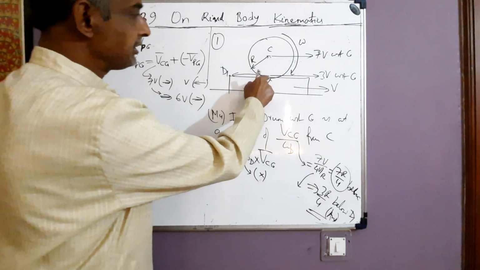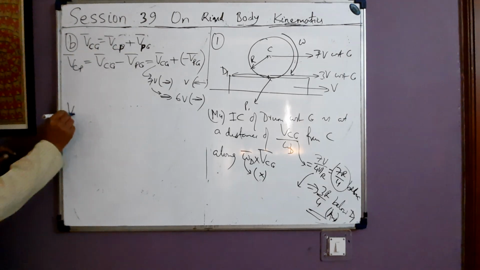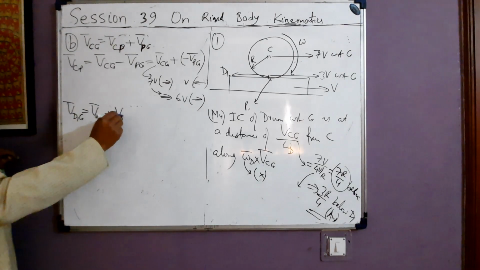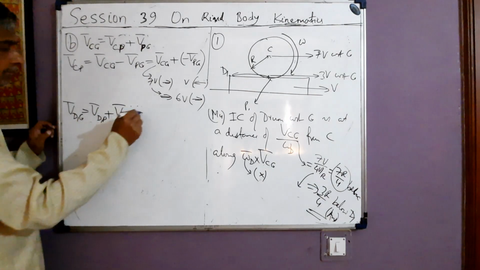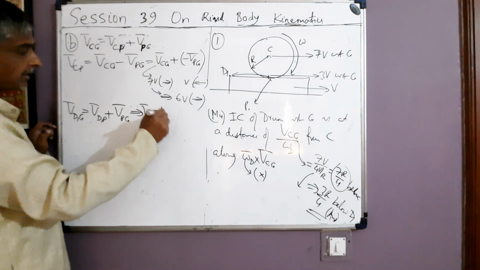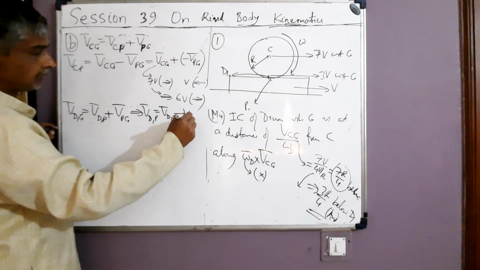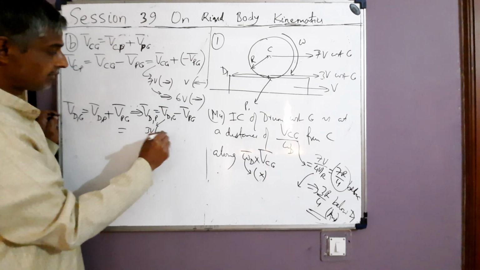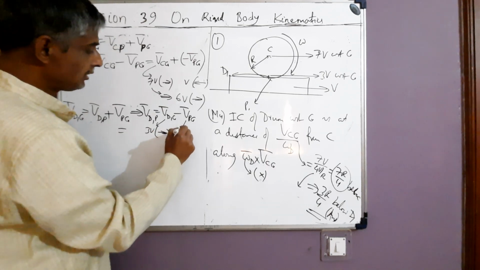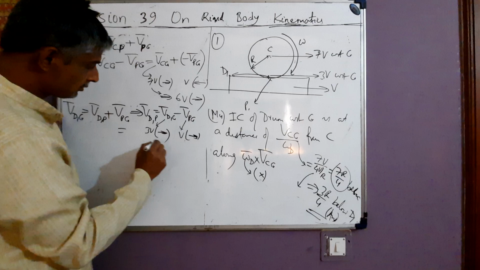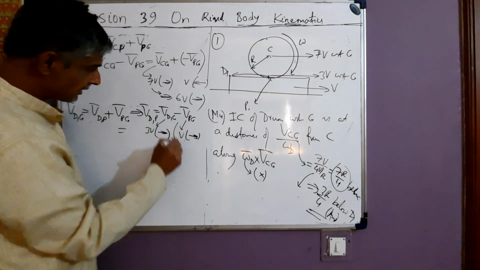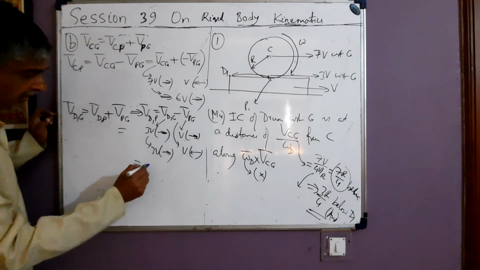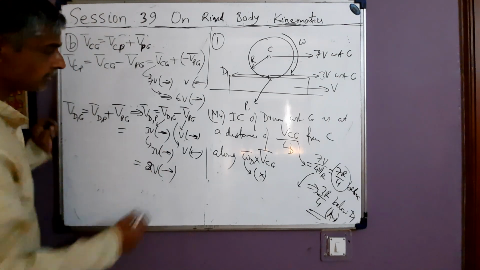Now we have to find VD1P. We again use the formula for translating frame. VD1G is equal to VD1P plus VPG. So VD1P is VD1G minus VPG. VD1G is 3V rightward, and minus VPG becomes V leftward. Adding these two vectors from parallelogram law, it will be 2V rightward.